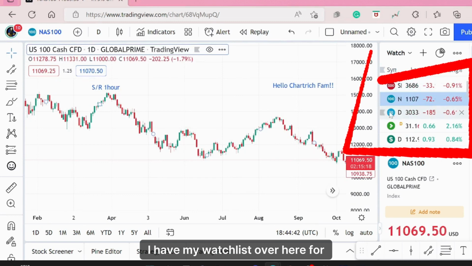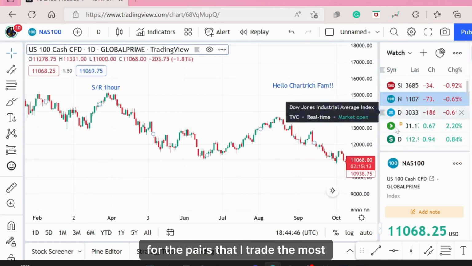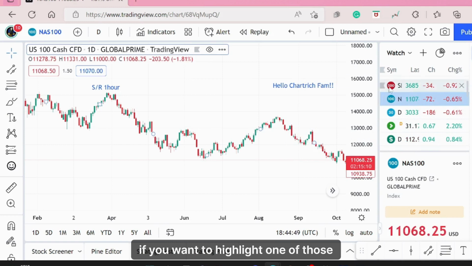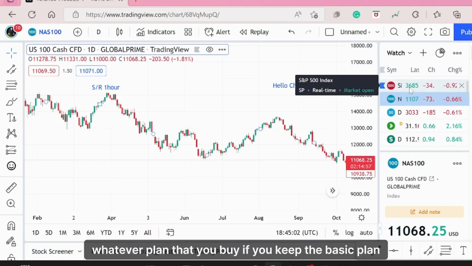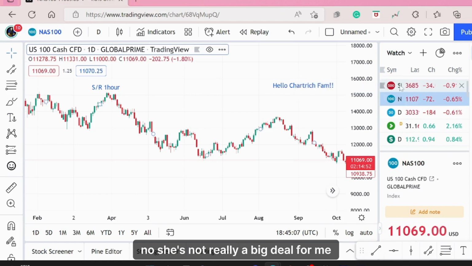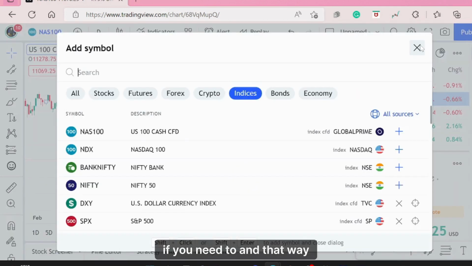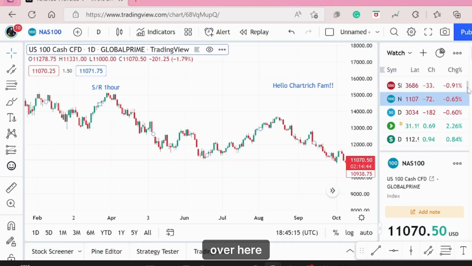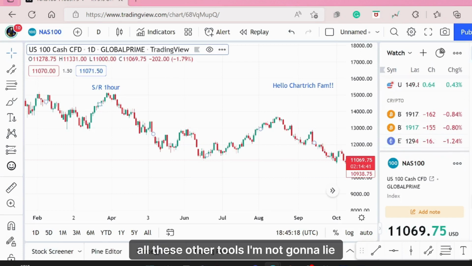I have my watch list over here for the pairs that I trade the most. If you want to highlight one of those, you can always just use the flag, and you can change the colors on the flag too. It just depends on whatever plan that you buy. If you keep the basic plan, then you can't change the colors, which is not really a big deal for me. I don't too much care about that. You can add some stuff to your watch list if you need to, and that way you can quickly get to whatever it is that you need over here. All these other tools, I'm not gonna lie, I don't use them. I'm just trying to show you what I use and make this video very simple.